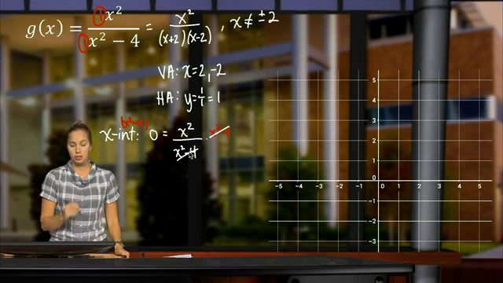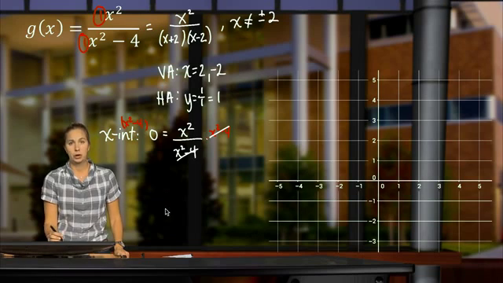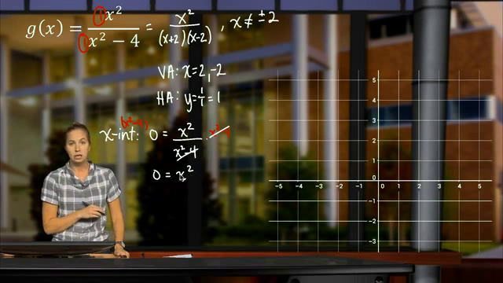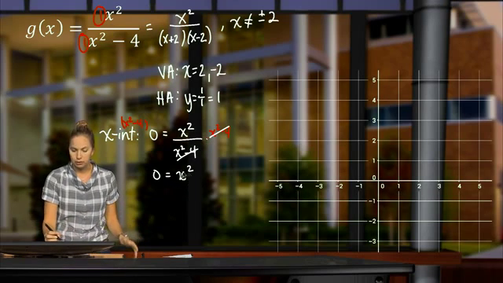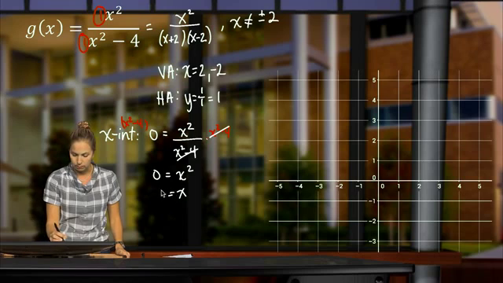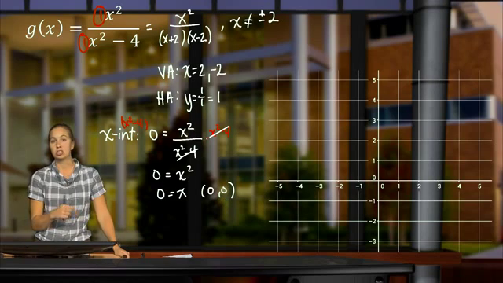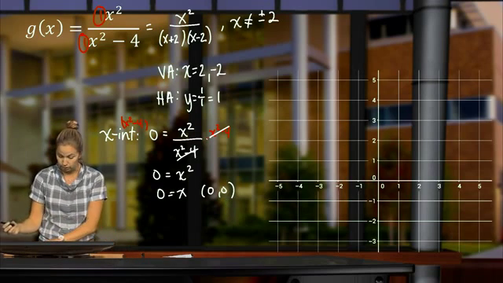Those are going to cancel out on the right. 0 times x squared minus 4 is still 0, equals x squared. And if I take the square root of both sides, even adding plus or minus, we're going to find that our x-intercept is at 0. So we have an ordered pair at 0, 0. Since my x-intercept is at the origin, that also tells me that that's my y-intercept also.